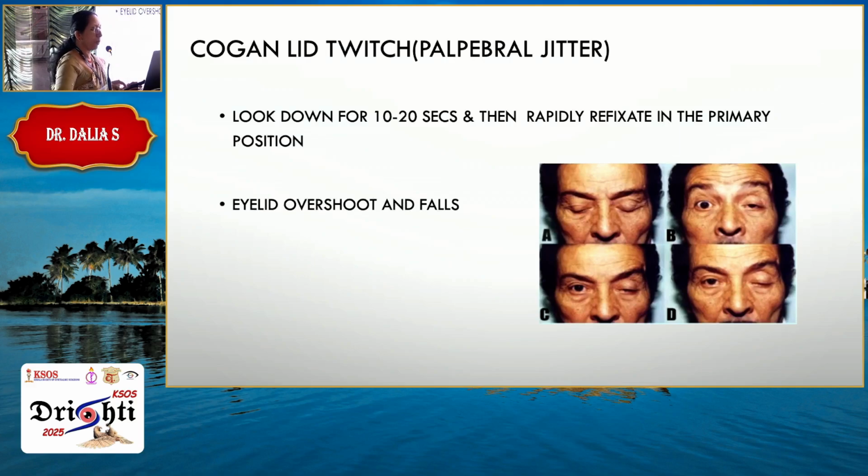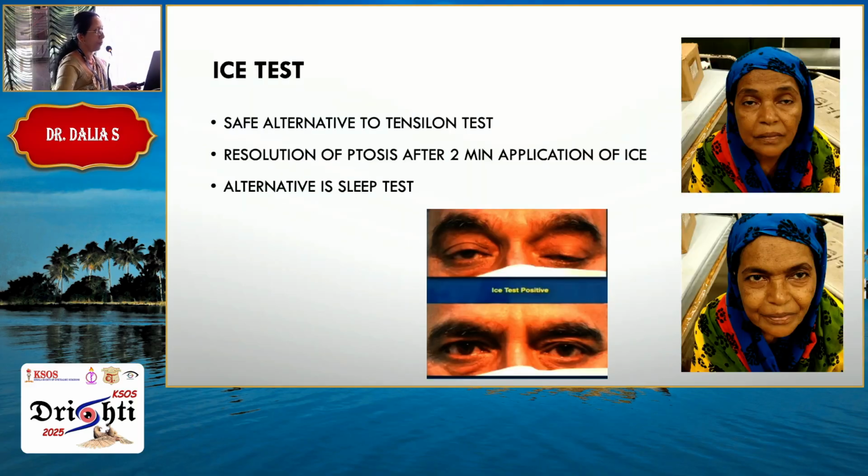Cogan lid twitch, or palpebral jitter: the patient looks down for 10 to 20 seconds, and then is asked to rapidly refixate to the primary position. The lid will slightly overshoot before it comes back to the ptotic position. So that is the Cogan lid twitch sign, again seen in myasthenia.